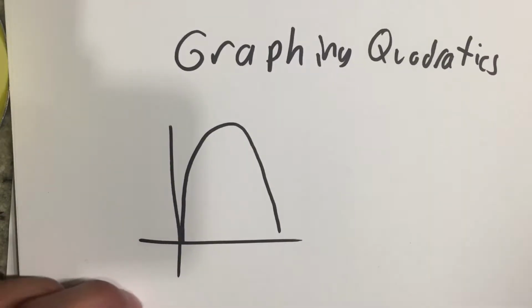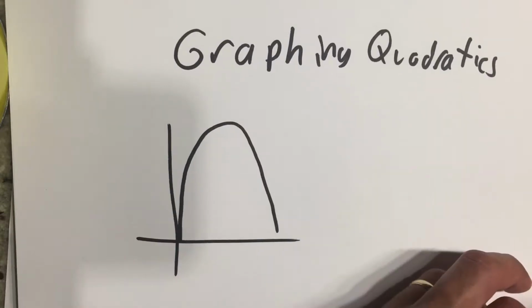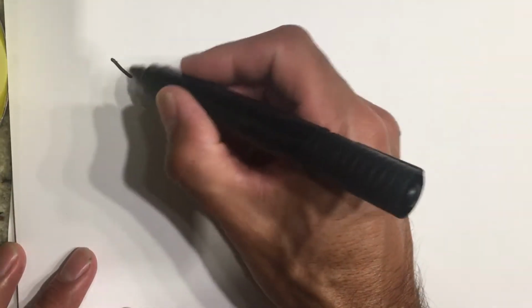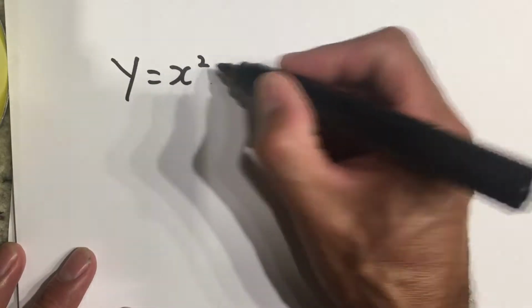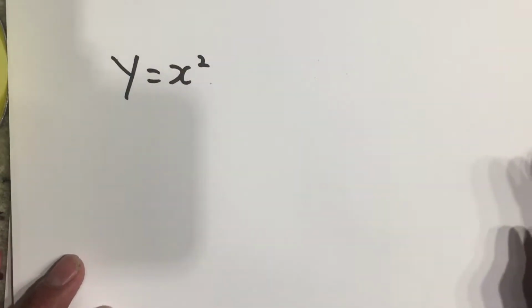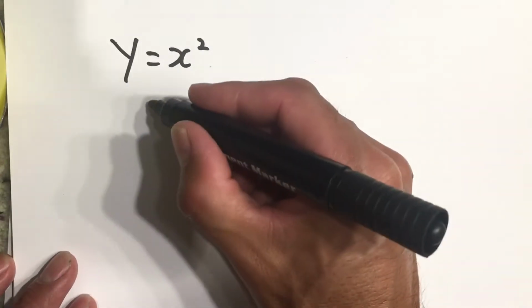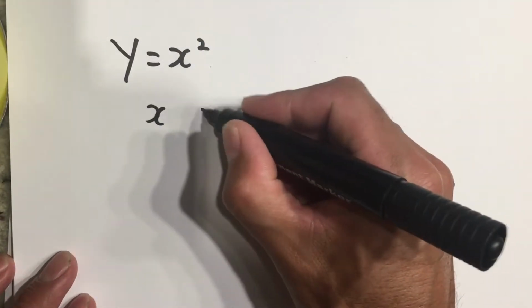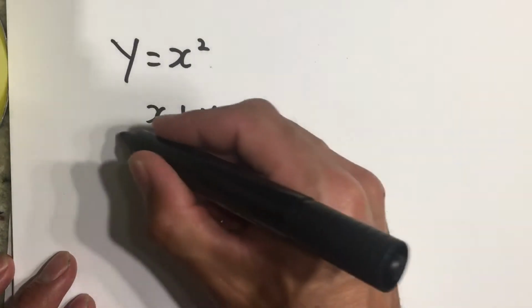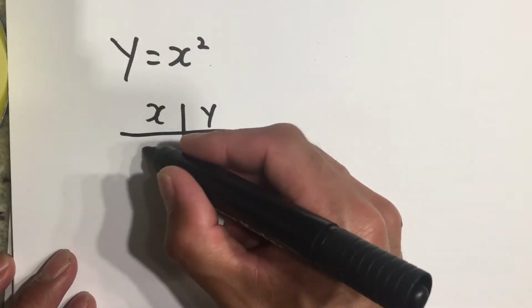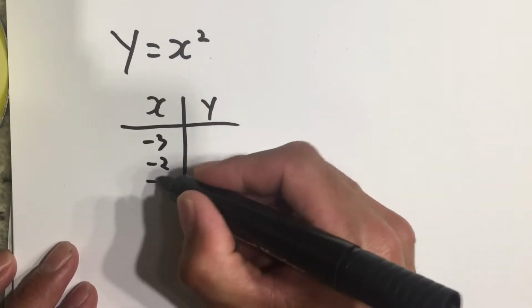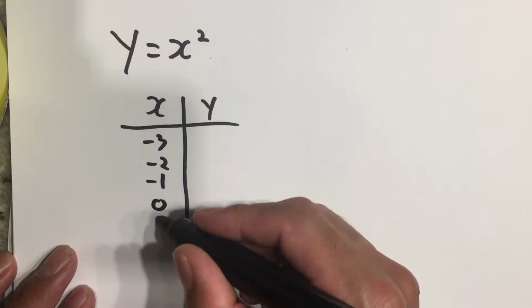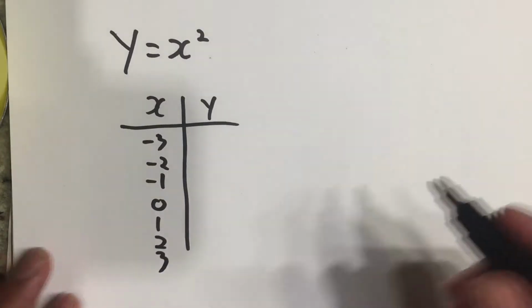So I'm going to show you how to graph the very most basic quadratic, and that is y equals x squared. So we're going to start out, the simplest quadratic we can make is y is equal to x squared. And the way I'm going to plot it is by making some points. So I have an x and a y value, and I'm going to look at minus 3, minus 2, minus 1, 0, 1, 2, and 3.